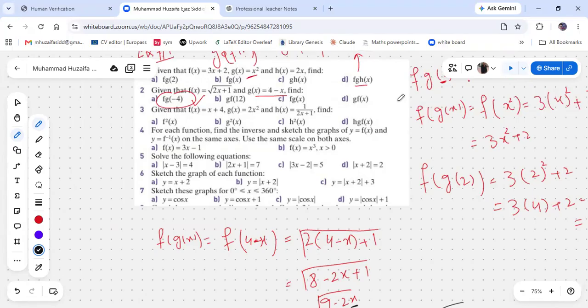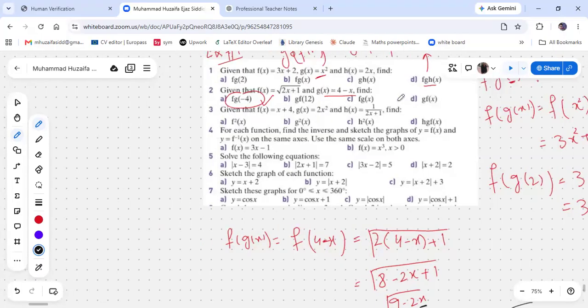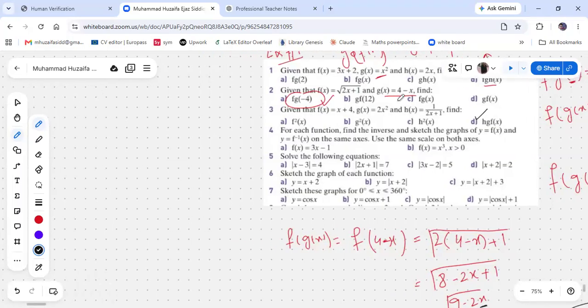Now we are moving to the third problem. In the third problem, I'm finding h of g of f of x. Here we have three types of functions. So h of g into f of x, where f of x is equal to x plus 4. Basically, first we are finding g into x plus 4, then we will compose it with h.